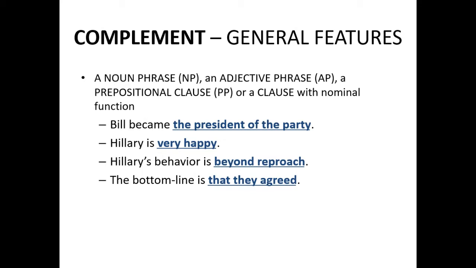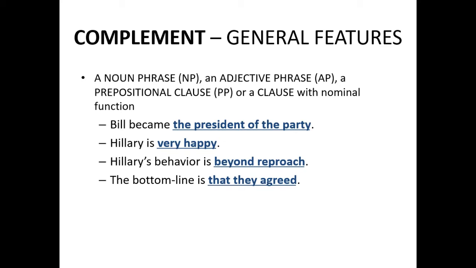So don't think of a subject complement as, you know, a single noun, like John is a student. It can be a phrase like the president of the party. It can be an adjective like very happy. It can be a prepositional phrase. The most common example for complement in a prepositional phrase form is in love.